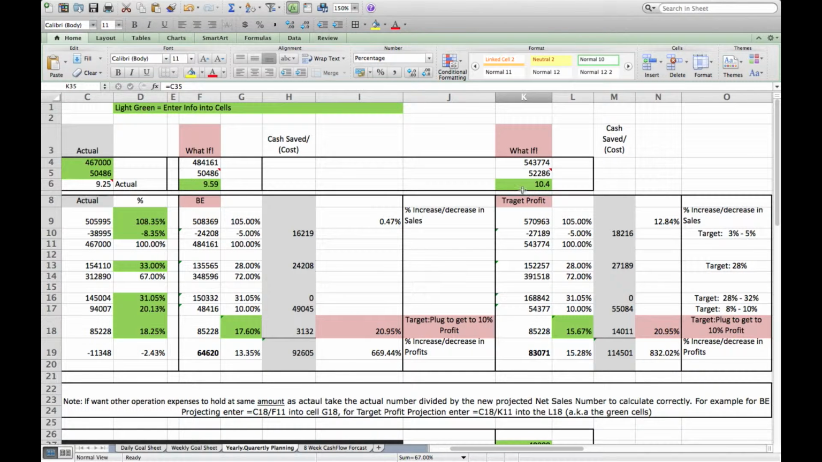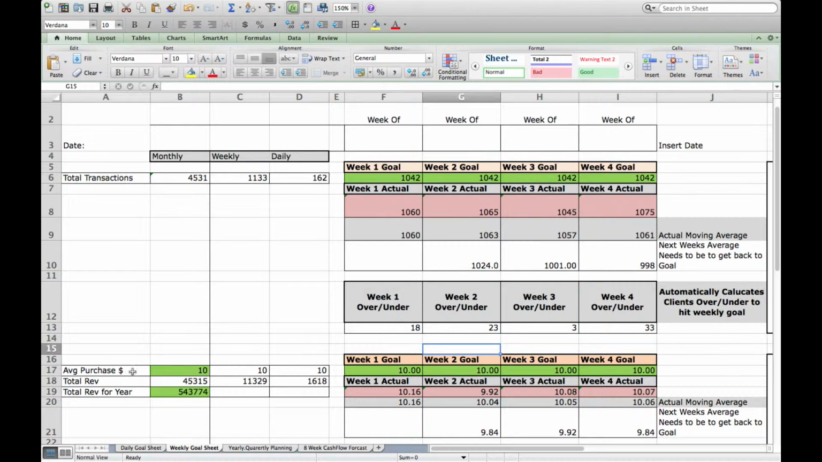Another way we could combine the yearly and quarterly planning sheet with our weekly goal sheet to help us make sure that we're staying on track is I could also take the average dollar purchase of $10.40 that we needed to hit our desired level of profitability, and carry that over to our weekly goal sheet. Then I'd take this average dollar purchase to sell in green, I'd change that to $10.40. And then we'd also reset our goals over here to $10.40 each week. And we'd do that and that.